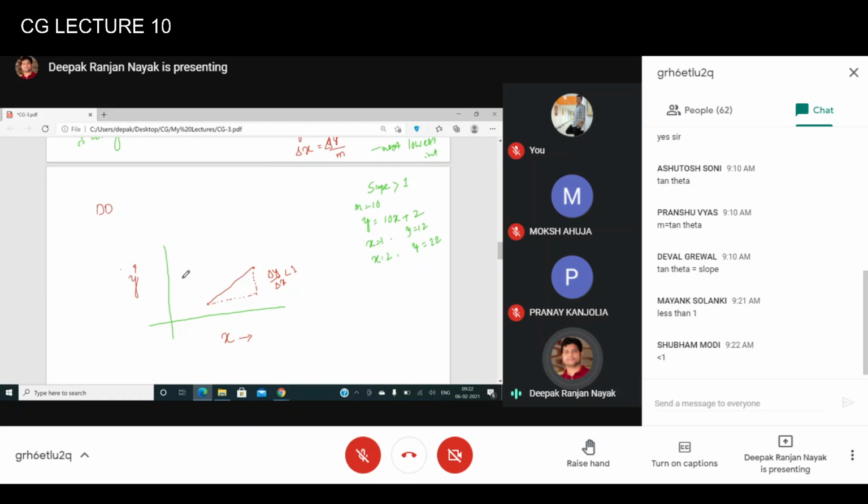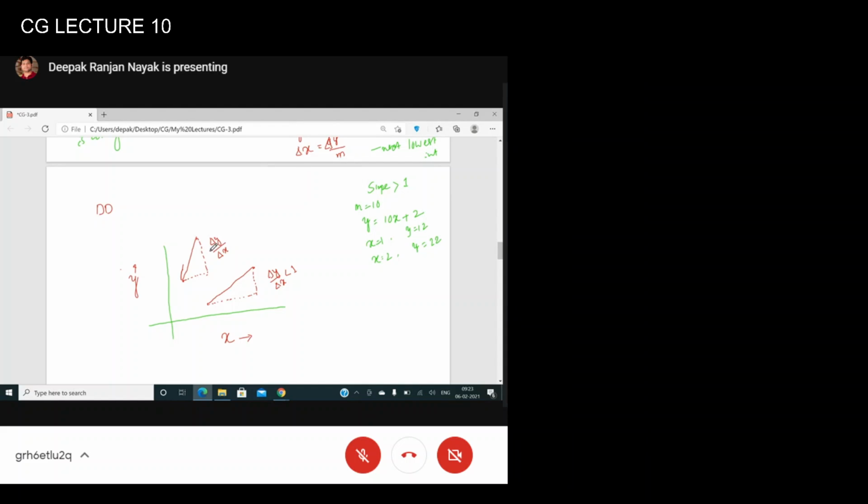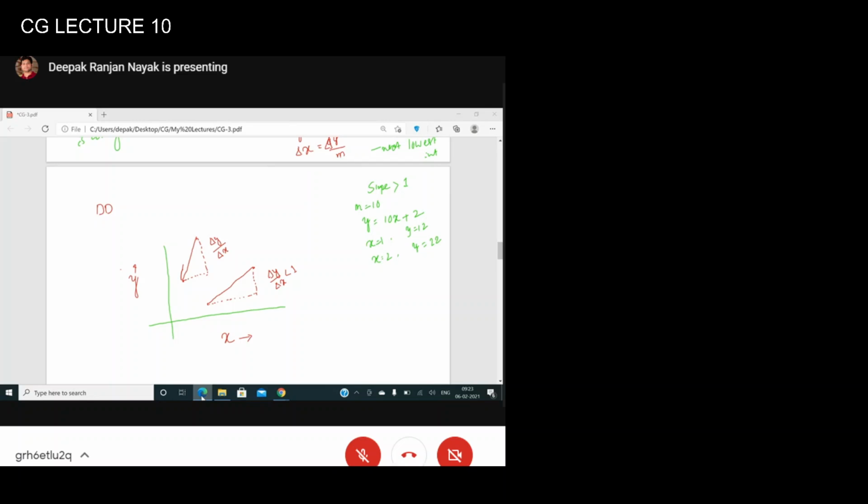Let me consider one more line. Let's say this line, right? For this line, the two endpoints are here and here. Let me show you the change in x and the change in y. In this case, my change in y is greater than the change in x. So then what will be the value of this slope? Will it be greater than 1, equal to 1, or less than 1?